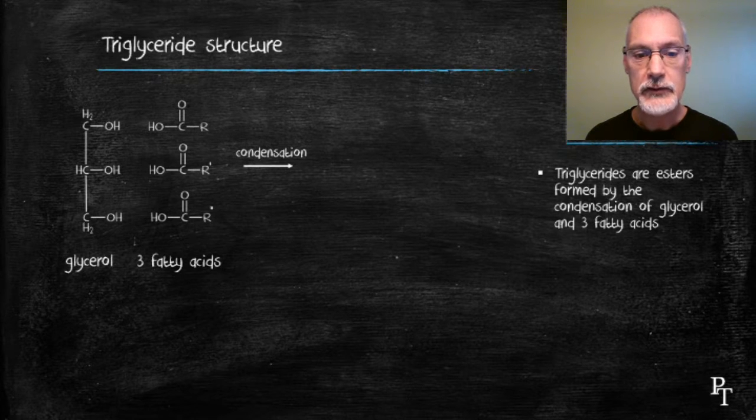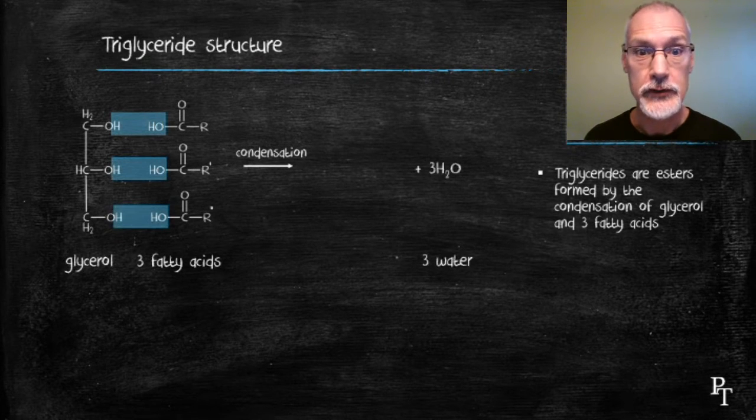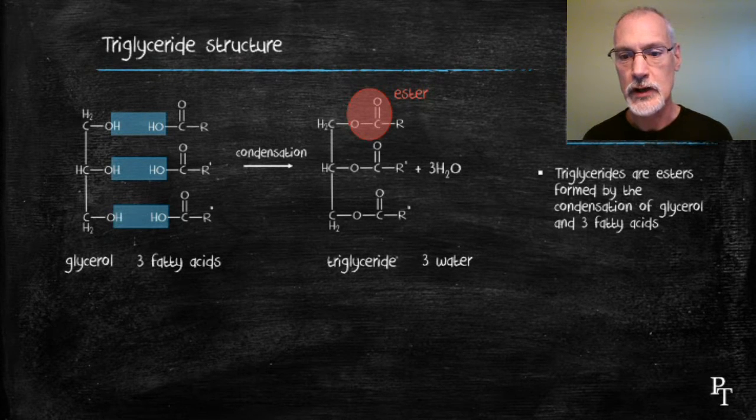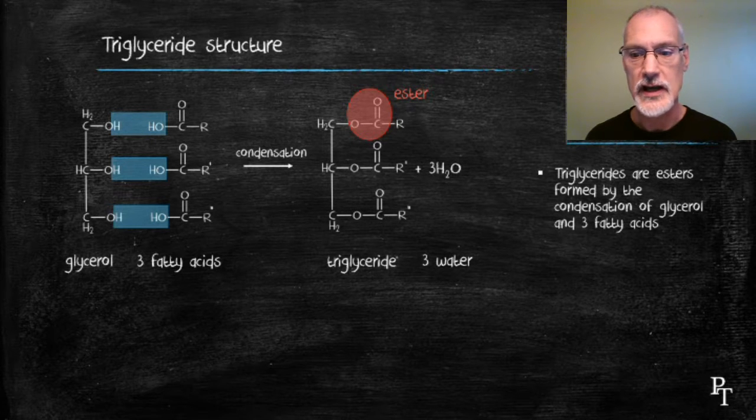We begin by removing 3 water molecules. You can recall that those are called condensation reactions. So we'll produce 3 water molecules, and in addition, something that contains 3 ester groups, a triester. This molecule is called a triglyceride.